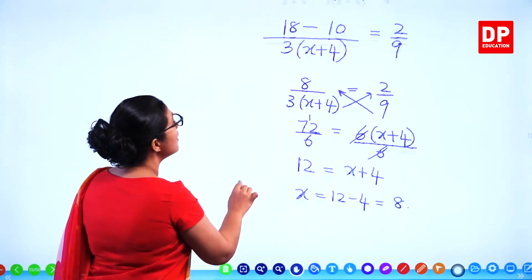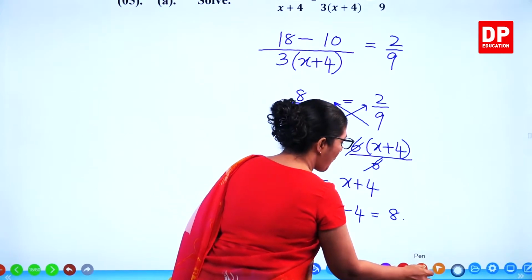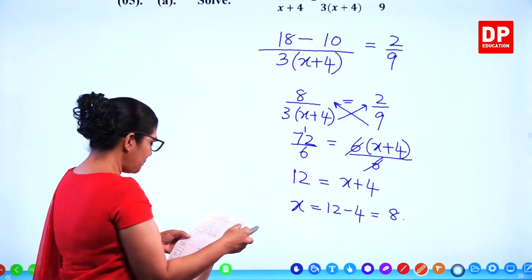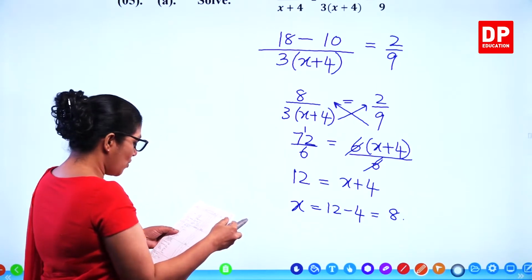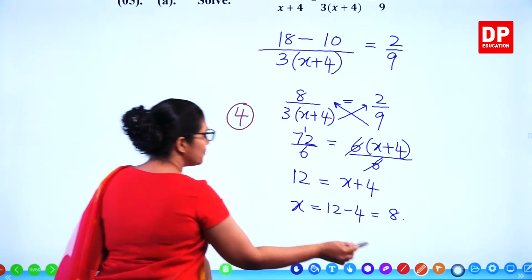So that's the solving algebraic fraction part. So let's see how many marks for that part. X equals 8. You get 4 marks for that question. Second one.